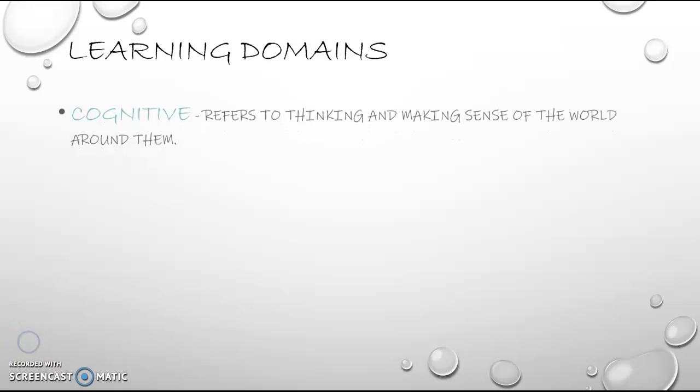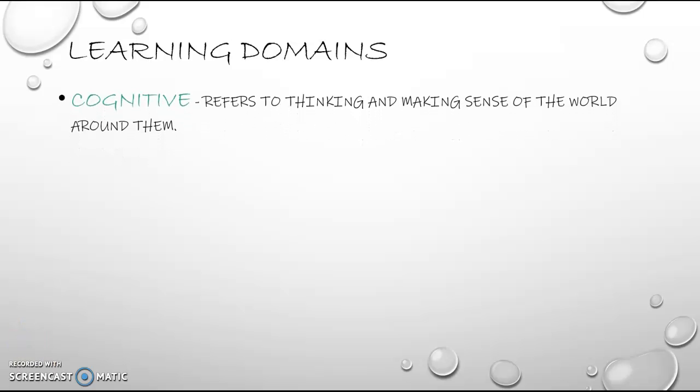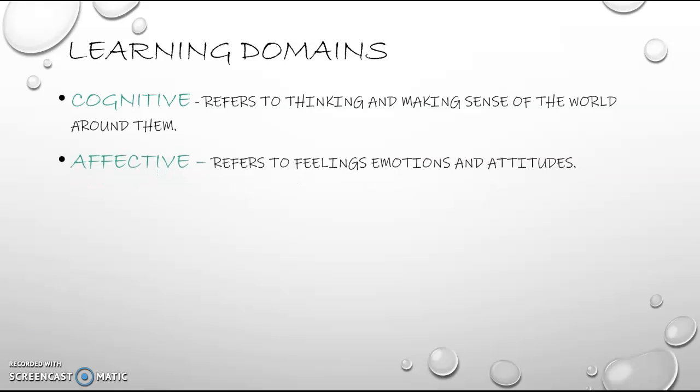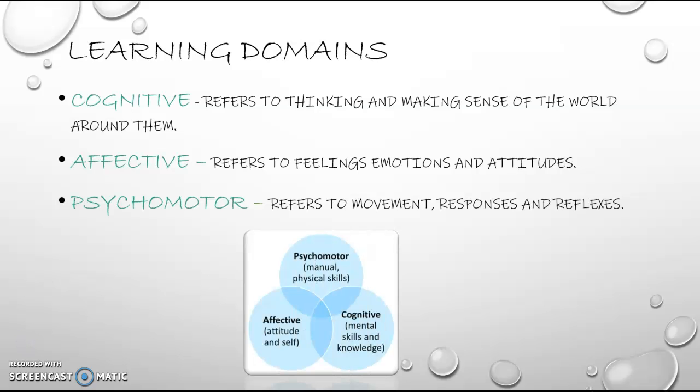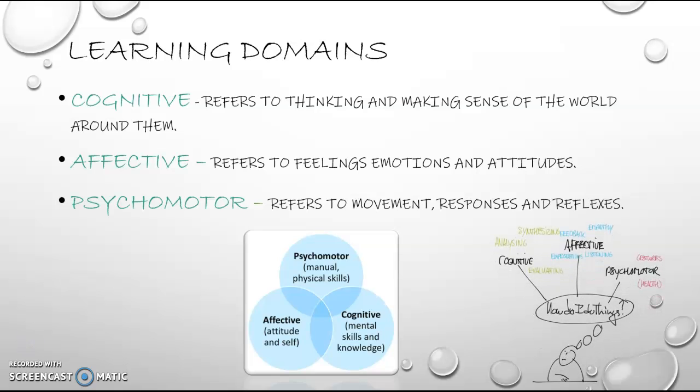The learning domains I wanted to start with are the cognitive. These are where children present problems. It refers to the thinking and making sense of the world around them. Affective refers to feelings, emotions, and attitudes that the child has, and your psychomotor refers to movement and responses and reflexes. So the psychomotor is the manual and physical skills, the cognitive is the mental skills and knowledge, and the affective is attitude and self.